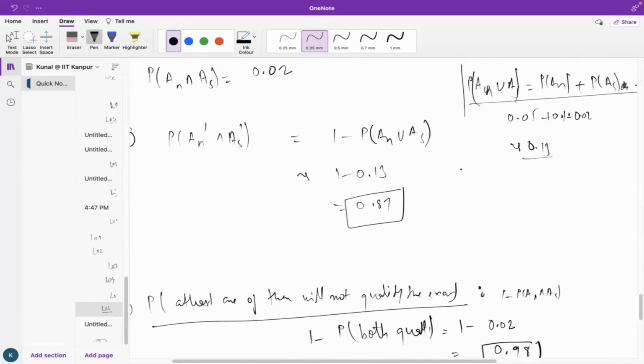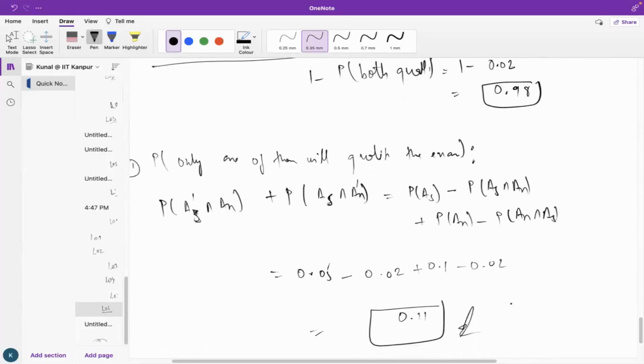It is obvious that it is greater than the case that both fail. Okay, at least one of them passes and one of them fails, or both fail. So it will be 1 minus both qualify. So it will be 1 minus 0.02. So it will count to 0.98.